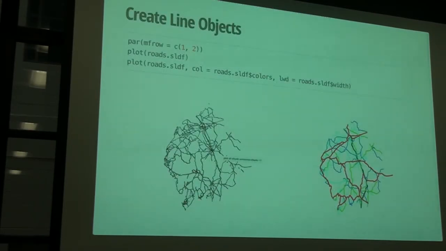And then if we apply the plot function onto the lines object, we will create a road network like this. And then if you want more, you could simply use the attribute data, the colors and the width, to present a more meaningful road visualization. So, as you can see, this is basically the way that you could create a complete spatial object.